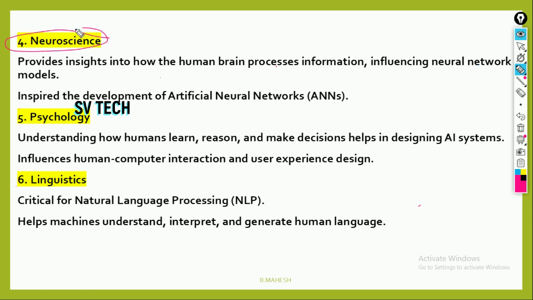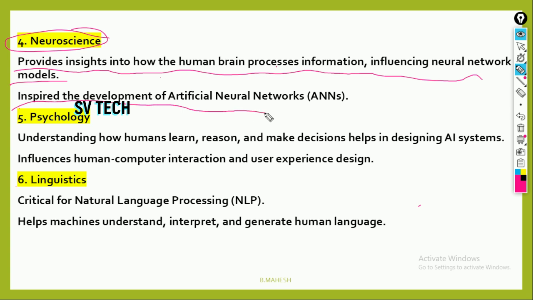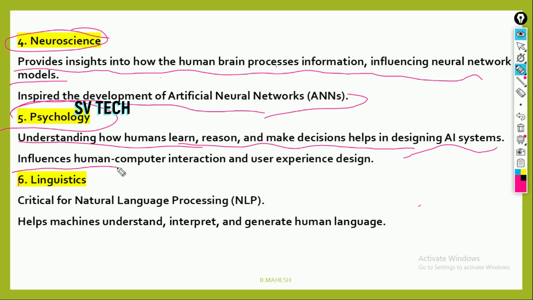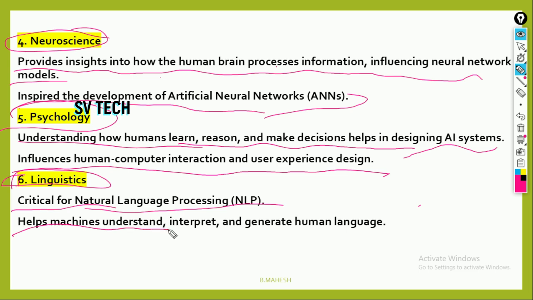Neuroscience. Neuroscience provides insights into how the human brain processes information, influencing neural network models. It inspired the development of artificial neural networks, that is ANN. Psychology. Understanding how humans learn, reason, and make decisions helps in designing AI systems. It influences human-computer interaction and user experience design. Linguistics. Critical for NLP, which is natural language processing, it helps machines understand, interpret, and generate human language.